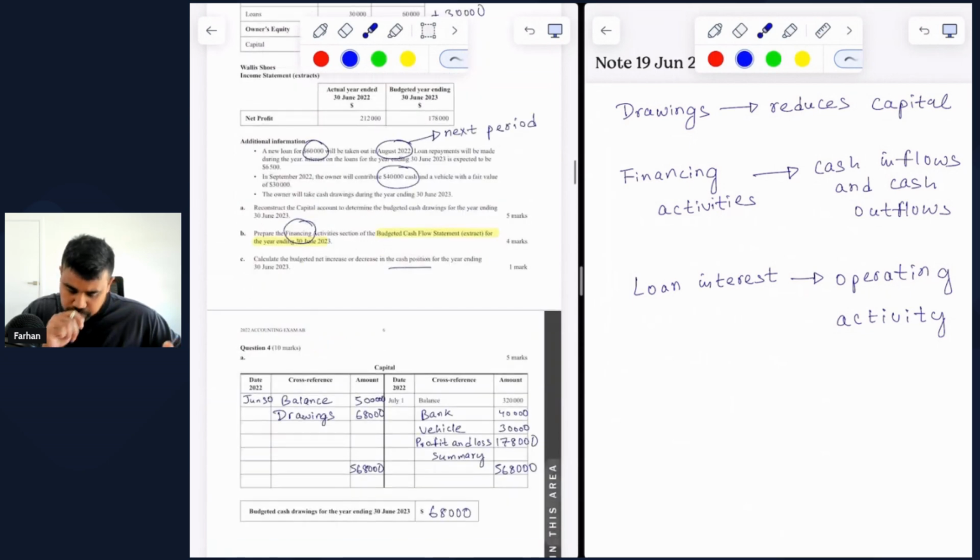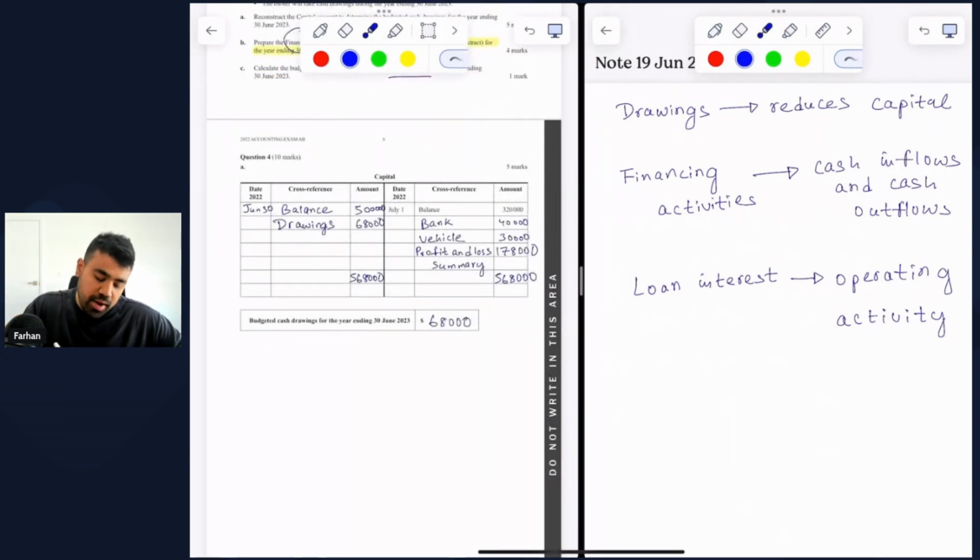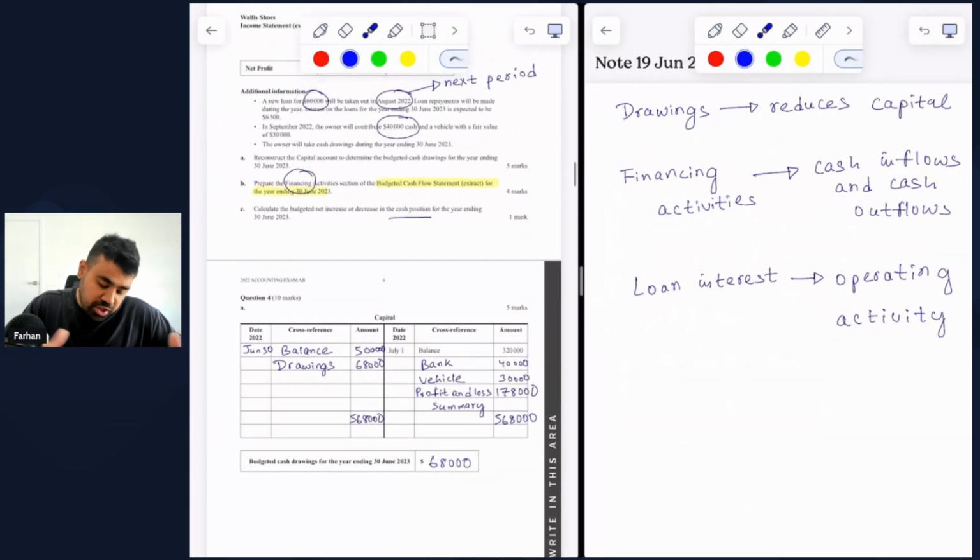Now, on the credit side, you can see that we have added bank and vehicle. This is referring to additional capital contributions. And any capital contribution that we make into the business increases the capital of the business. And when capital increases, we credit it. So that is why we're including these two lines here. But where do we get this information from? Let's check the additional information.